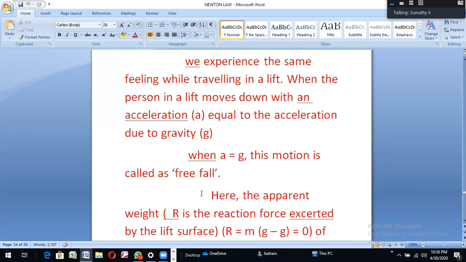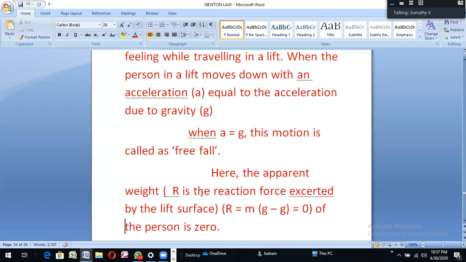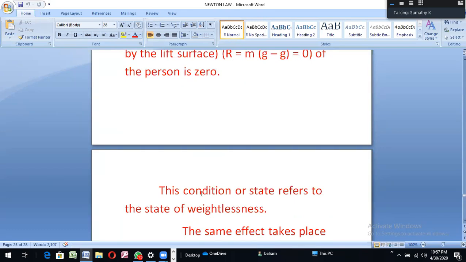Here, the apparent weight. So what is the apparent weight? R is the apparent weight. R is the reaction force exerted by the lift surface. Reaction force means what? We go in the lift, that is the reaction. The reaction force exerted by the lift surface is equal to R. R is equal to the apparent weight. R is equal to m(g minus g), which is equal to 0. Okay, so for the person, the apparent weight will be 0. This condition refers to the state of weightlessness. Okay, so now we go to that.